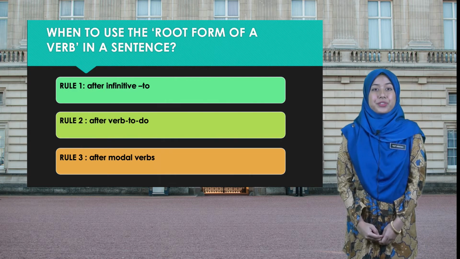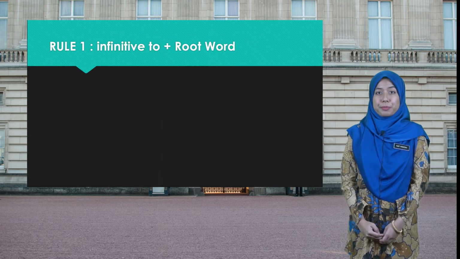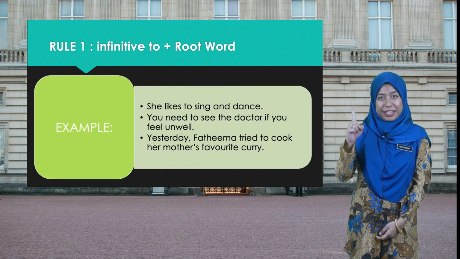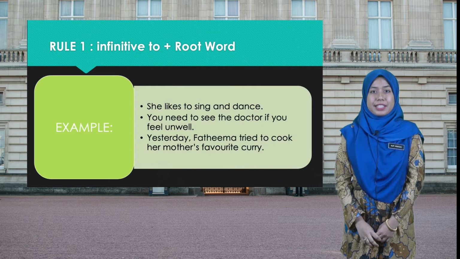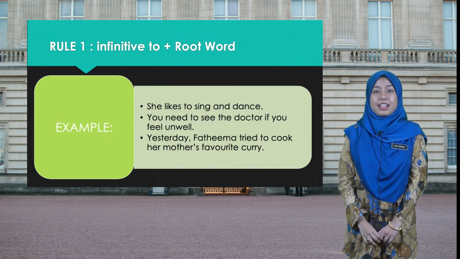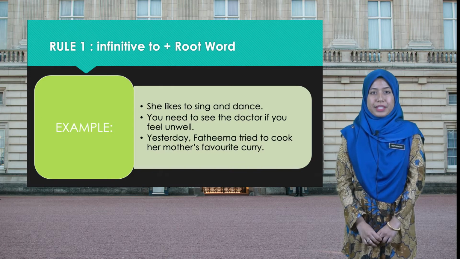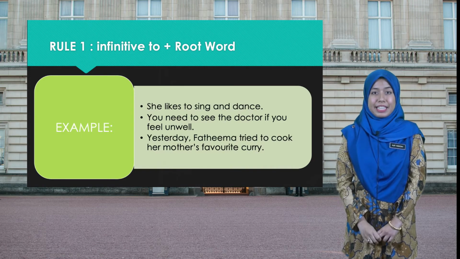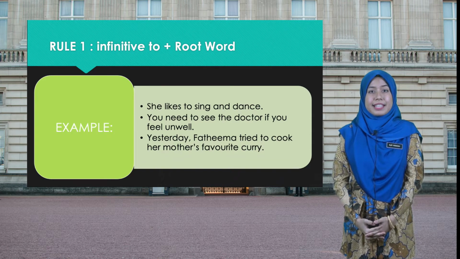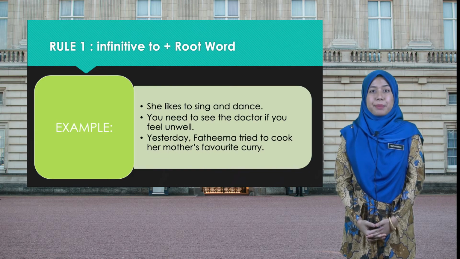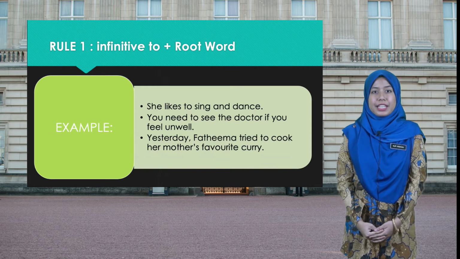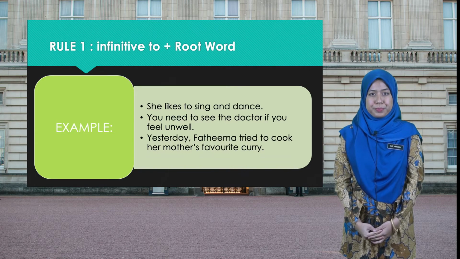Let's take a look at the first rule. Infinitive to followed by root word. Here are a few examples. Example 1. I'm going to see a doctor later because I feel unwell. The root word see is after infinitive to. Example 2. Yesterday, Fatima tried to cook her mother's favorite curry. So in this sentence, although the sentence is in past tense, we don't use cook with ed. The root word cook is after the infinitive to.